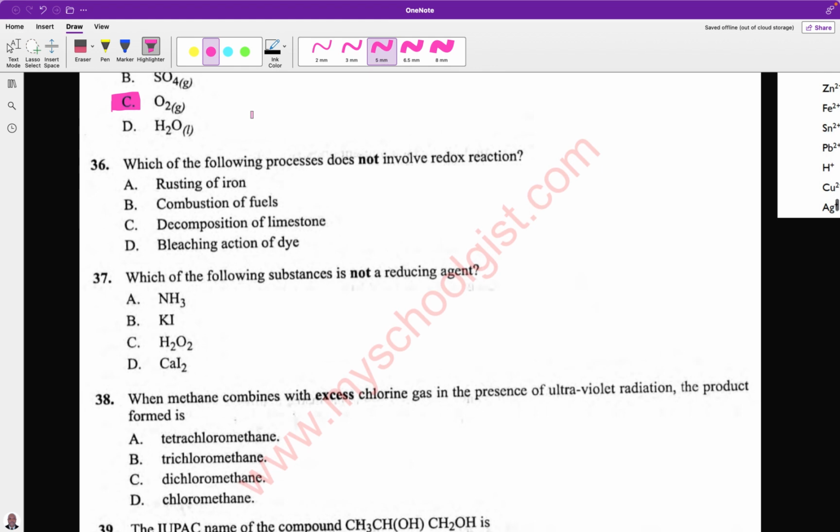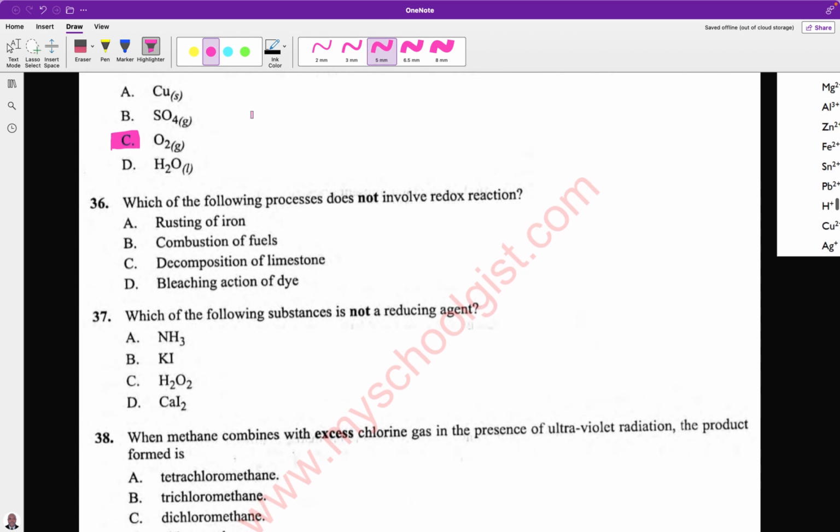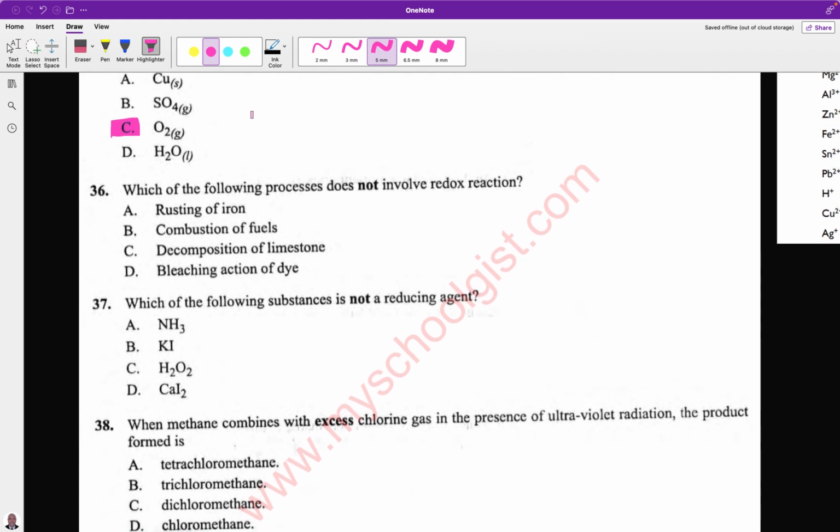We are told, which of the following processes for 36: roasting of iron, there's redox. Combustion of air, there's redox. Decomposition of limestone. And D, bleaching action of dye. C is the right answer, because under the decomposition of limestone, that is calcium carbonate, there is no oxidation or reduction. So C under 36 is our answer.